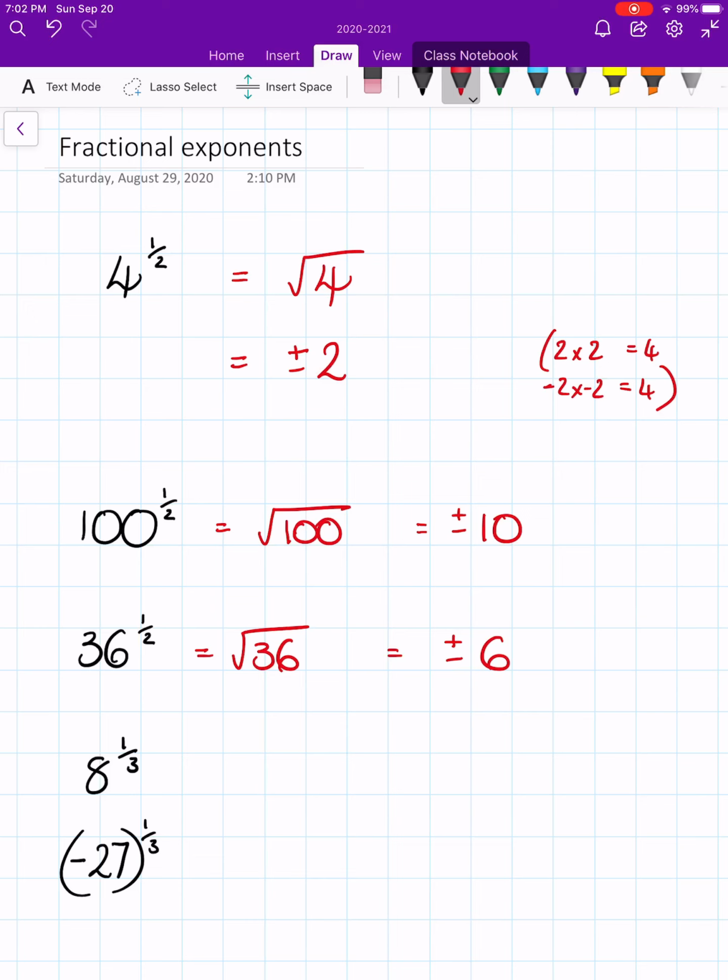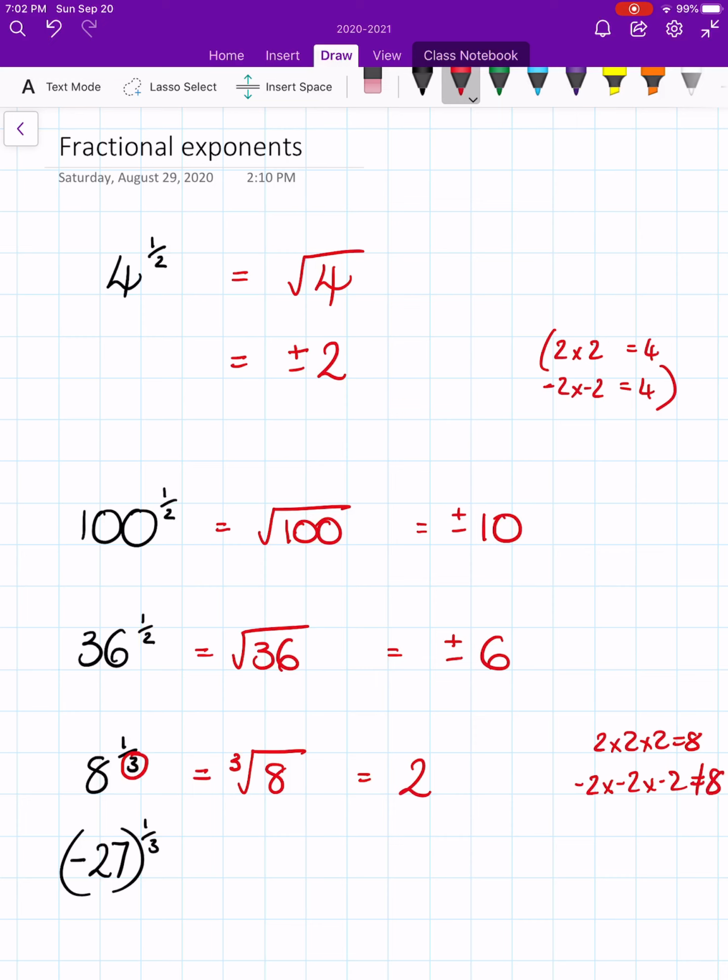So now our fraction has changed from 1/2 to 1/3. Now it is this number on the bottom, the denominator, that tells us the root that we're going to take. So because we now have 8 to the power 1/3, we're going to take the cube root of 8. And the answer to that is 2, because 2 times 2 times 2 is 8. There's no plus or minus with this, because it is not true that minus 2 times minus 2 times minus 2 equals 8. Okay, so we can't have that one, so 2 is the only value here.